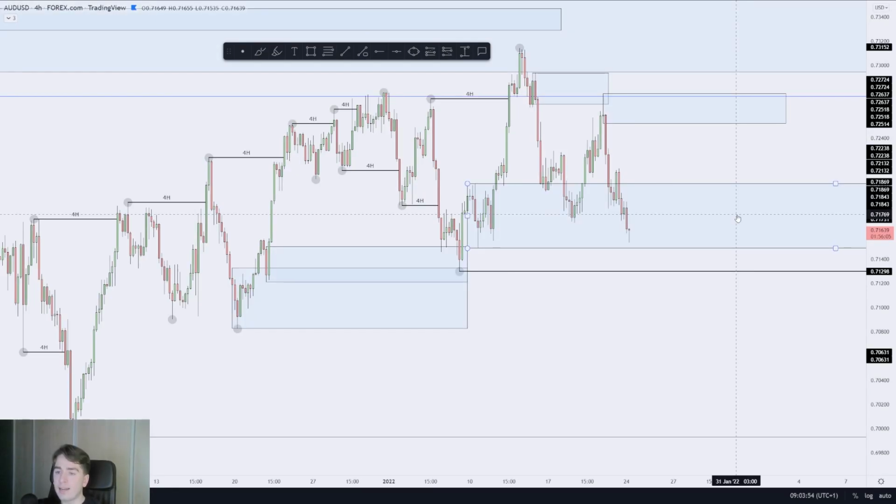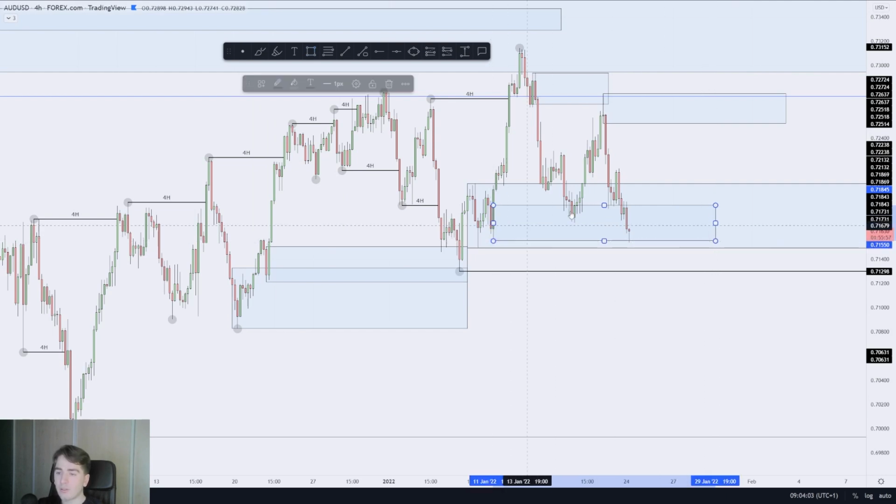So Aussie dollar, guys, and what is Aussie dollar currently doing? Well, Aussie dollar is currently pretty much just stalling inside this area of 4 hour demand. Quickly drawing it to the lowest wick, what we can see is that we wicked out of that area of 4 hour demand. So what we're just currently seeing is kind of a fake out on that swing low.